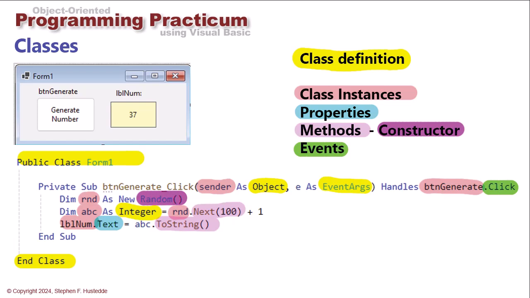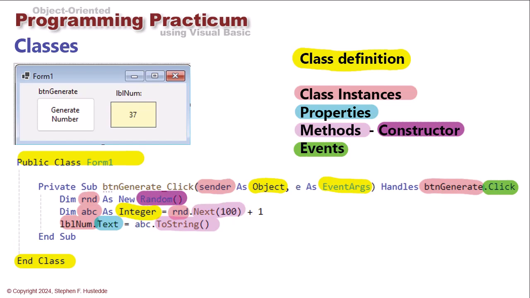On the line of Dim abc As Integer = rnd.Next, we're calling the Next method of the random number generator and passing in an argument of 100. And by adding 1 to that number that's generated, we're getting a value between 1 and 100. Same thing, we take abc as an integer, and we're going to convert that to a string to put it into the text property of lbl_num, and that ToString is a method. It does something. It converts the integer to a string value.